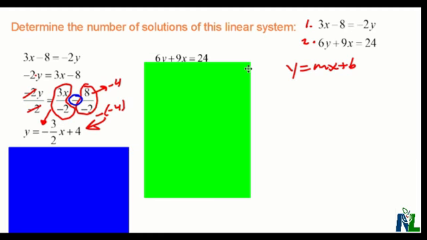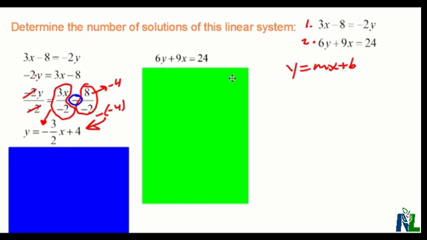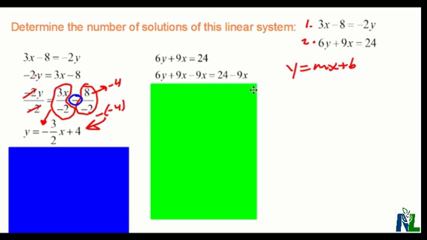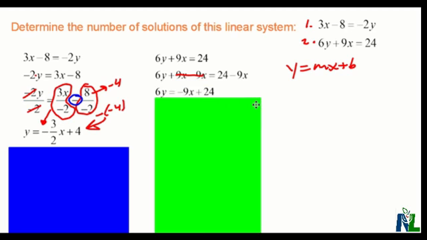Let's consider equation 2. 6y plus 9x equals 24. I want to get y by itself on the left-hand side. So the first thing I'm going to do is subtract 9x from the left-hand side. But if I subtract 9x from the left-hand side, I must also subtract 9x from the right-hand side. 9x minus 9x is 0. So on the left-hand side, I'll have 6y plus 0, which is just 6y. On the right-hand side, I'm going to rearrange 24 minus 9x, and I'm going to write that as negative 9x plus 24.